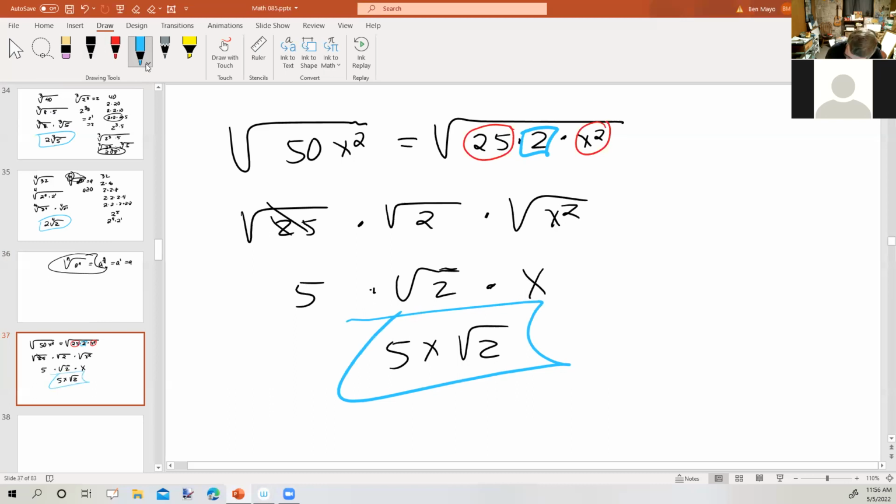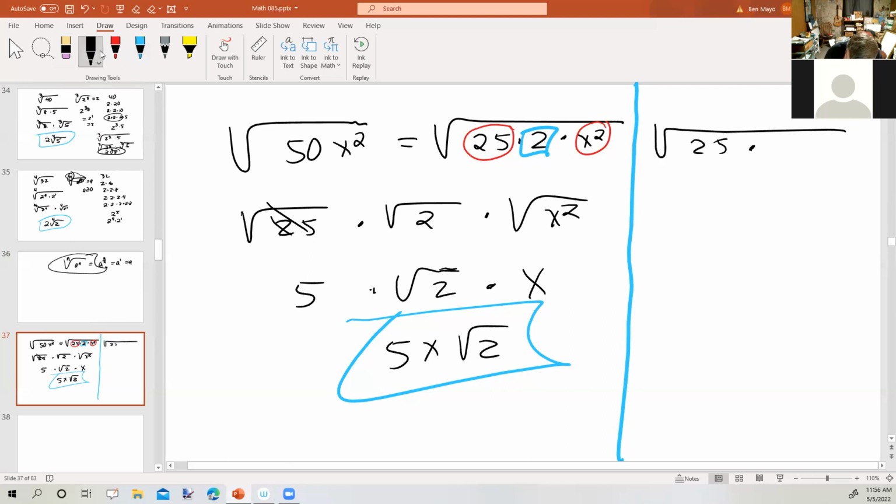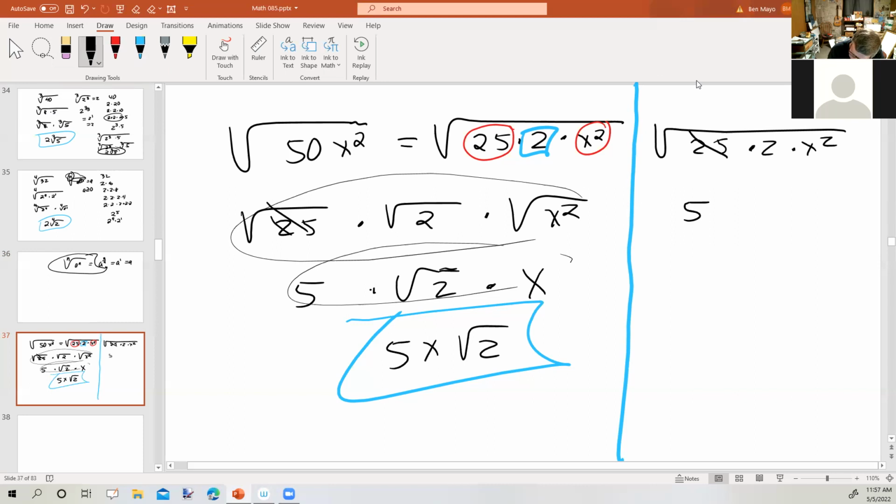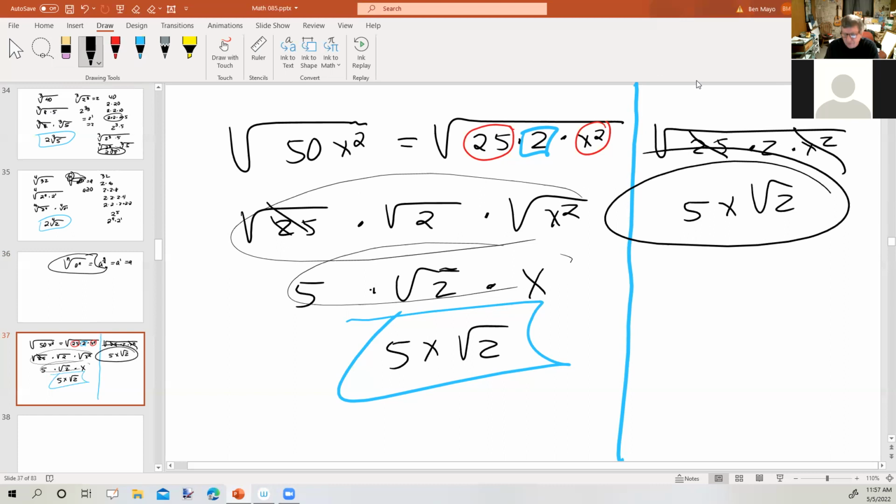All right, now, what I want to do next is kind of shortcut the process. And that is, when I've got it in this form, rather than write it like this and like this, I'm just going to go in and say, well, the square root of 25 is 5, the square root of x squared is x, and I've got the square root of 2 left over, and do it like that, rather than writing it as separate factors. Are you okay with that? Yes. Okay, great.